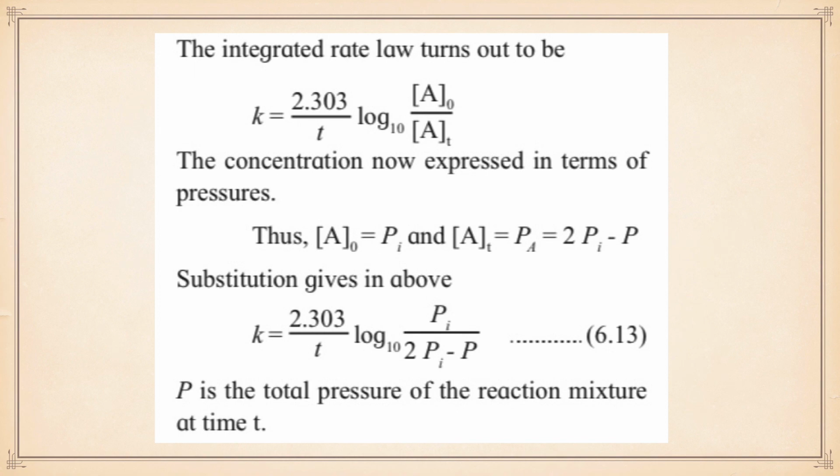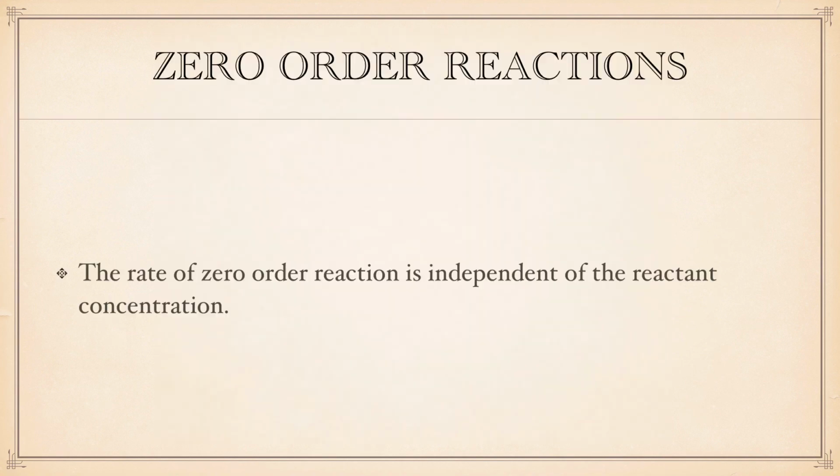So on substitution, I will get k is equal to 2.303 upon t log to the base 10 Pi upon 2 Pi minus P. So P is the total pressure of the reaction mixture at time t, and Pi is nothing but the initial pressure. So hopefully you got the integrated rate law in terms of pressure. This is nothing but the integrated rate law for a gas phase reaction. Next, we'll start with zero order reaction.